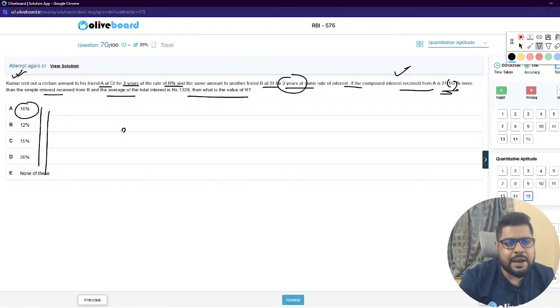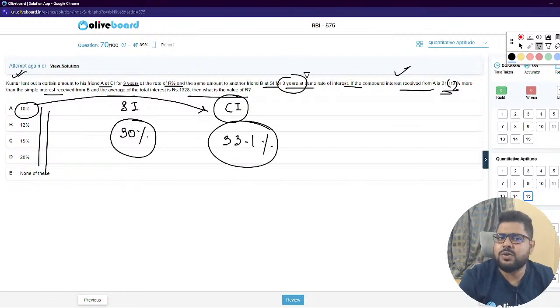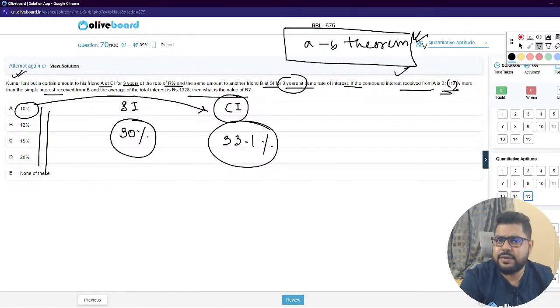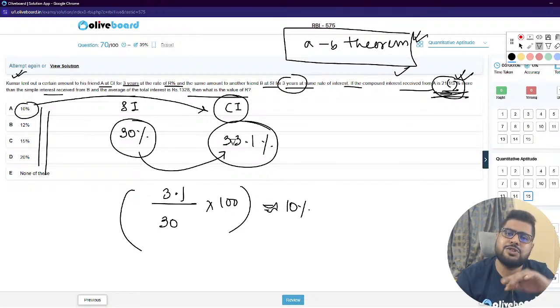In 3 years, I'll have 30% interest. And this is SI. And CI will be what, sir? 33.1%. This I know using the AB theorem, right? For 10%, you should know this. So again, how much is extra, sir? 3.1% is extra out of 30% into 100. Why am I doing this? They have told us that compound interest is this much more than simple interest. So here it is around 10% extra. So 21 means it has to be almost double. 10 ka double 20. Let's try with this.